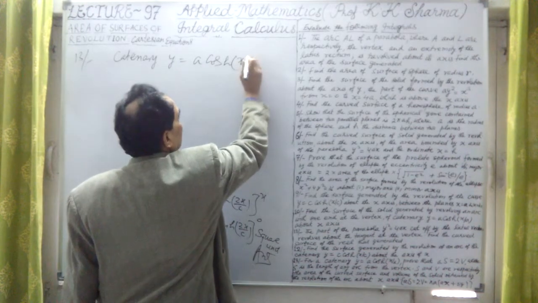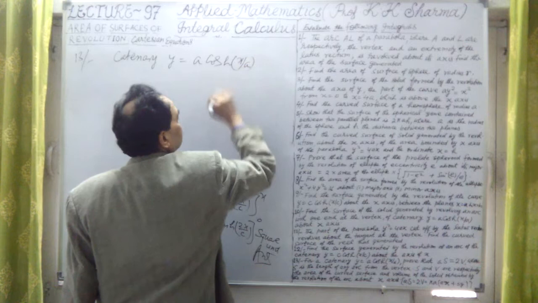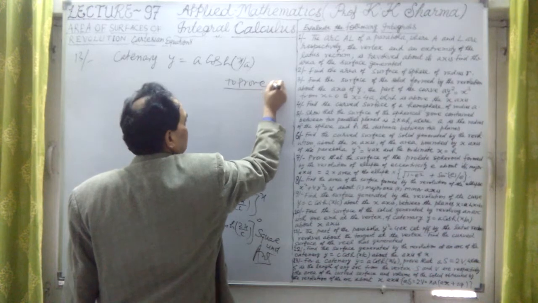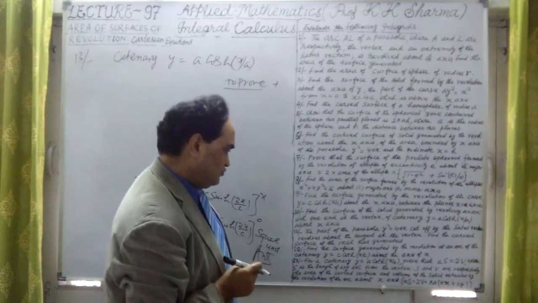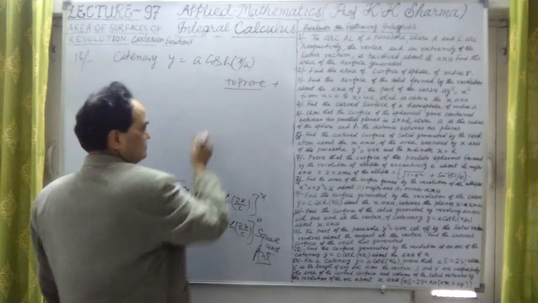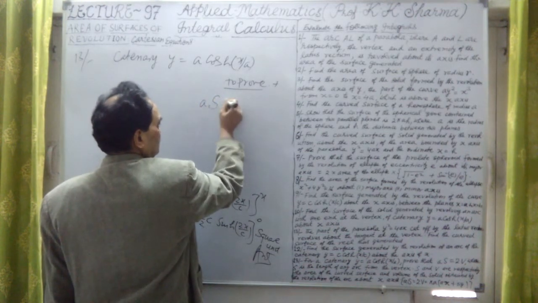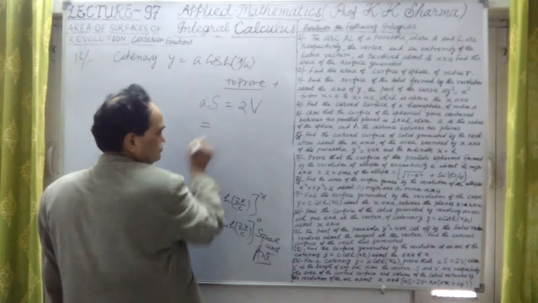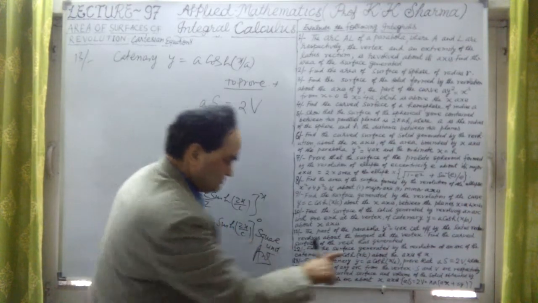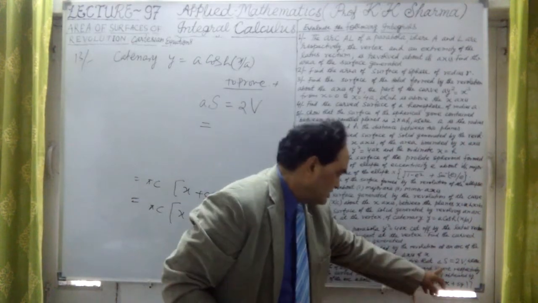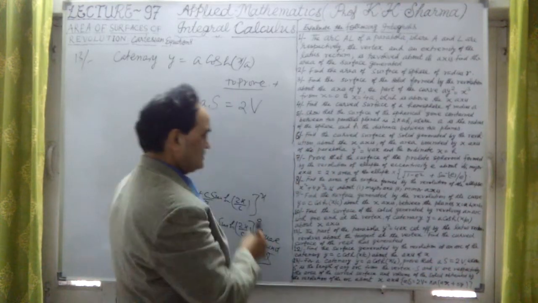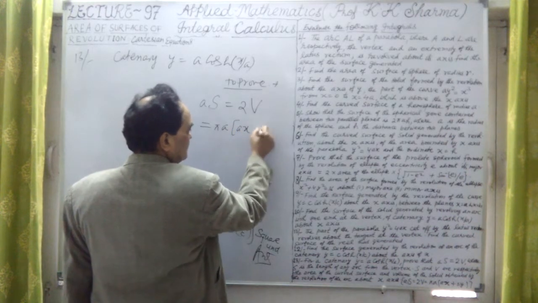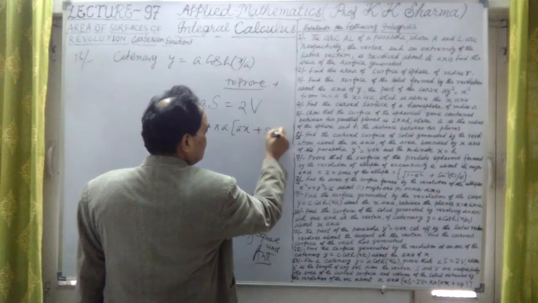Now the proof is very important. What do we have to prove here? We have to prove that a into capital S is equal to twice the volume, in the bracket where a is equal to twice b, equal to pi into a, within a bracket, a into x plus s into y.